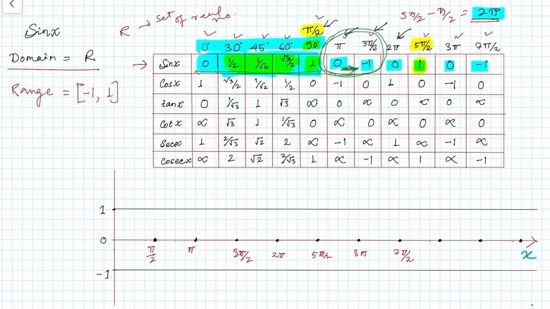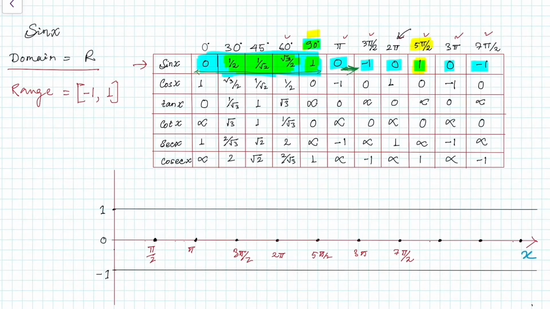Now let me show you how to draw the graph of this function, sine x. Let me clean the page first. Here it is pi by 2. Let us observe the values of sine at the points 0, pi by 2, pi, 3 pi by 2, twice pi, 5 pi by 2, 3 pi, and 7 pi by 2. At those points, what are the values?